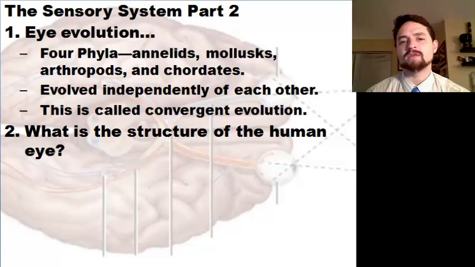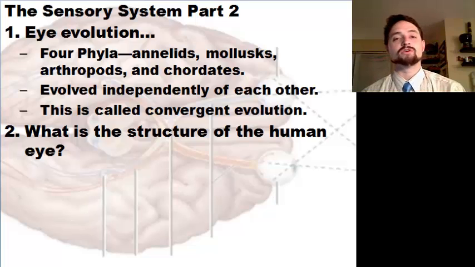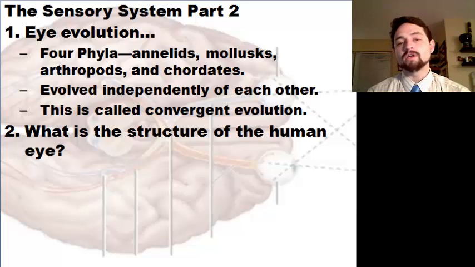So the first is looking at the evolution of the eye. There are 4 phyla that have an evolved eye: the annelids, the mollusks, the arthropods, and the chordates. All of them actually have eye structures. What we have found is that those eyes have evolved independently of each other. In other words, you've got 4 separate evolutionary events.